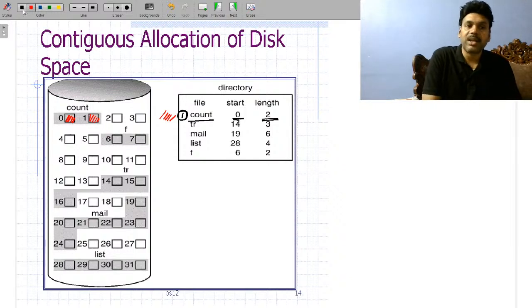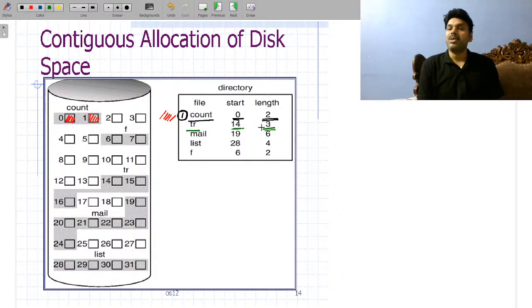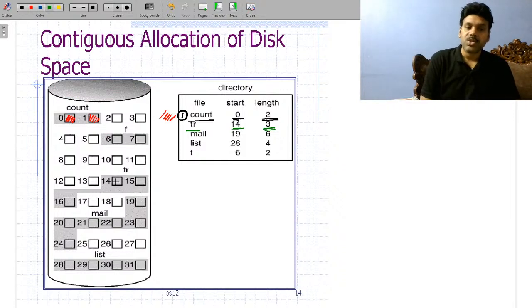Now the second file came. What is that file name, friends? That is tr. The starting block number is 14 and it requires 3. Can I allocate or not? We just move on to the 14th block. The 14th block is available, so we start giving 3 blocks. Its length is 3. You know how to get the length: I already told you, file size divided by record size. You get the number of blocks you require. So this is given to tr.